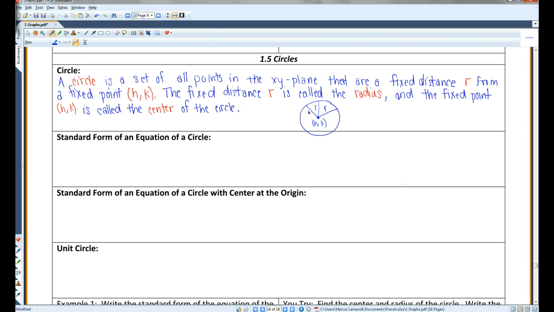So all of these points are the same distance away from the center. That's what makes this the circle, because all of these points are a certain distance away from this point. The fixed distance r is called the radius, okay? And the fixed point (h, k) is called the center.